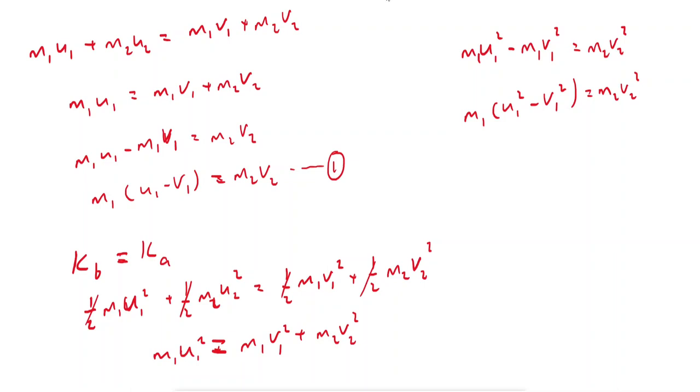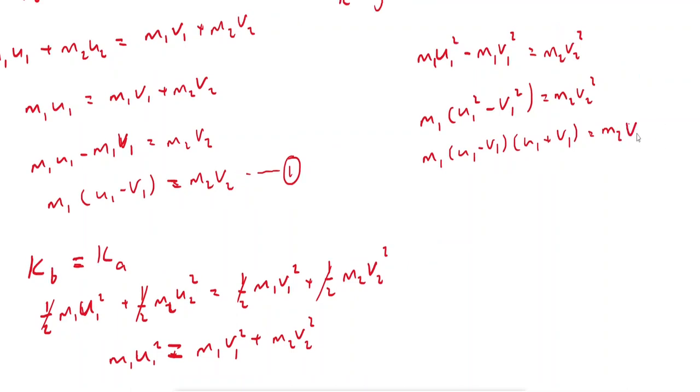Now remember, in mathematics, if you have something like x squared minus y squared, this is a difference of two squares. You could actually say this is x minus y times x plus y. So this is the same thing here, the difference of two squares. So you just say u1 minus v1, u1 plus v1, and then this is just going to be equal to m2. This I'm going to write as m2 v2. So this v2 squared is basically the same as v2 multiplied by v2. That's basically what v2 squared is. So I'm going to write it like that. All right, so let's just call this equation 2.